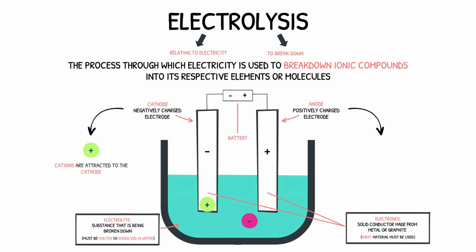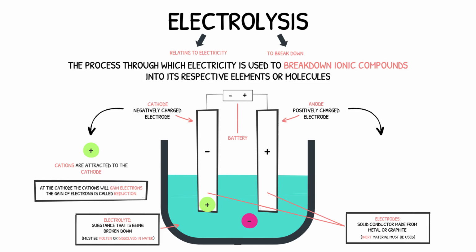Now remember, electrolysis returns the ions of an ionic compound back to their neutral atoms. Cations are formed when atoms lose their electrons. So in order for a cation to return to a neutral atom, it must gain those electrons back. At the cathode, cations will gain electrons. This gain of electrons is called reduction.